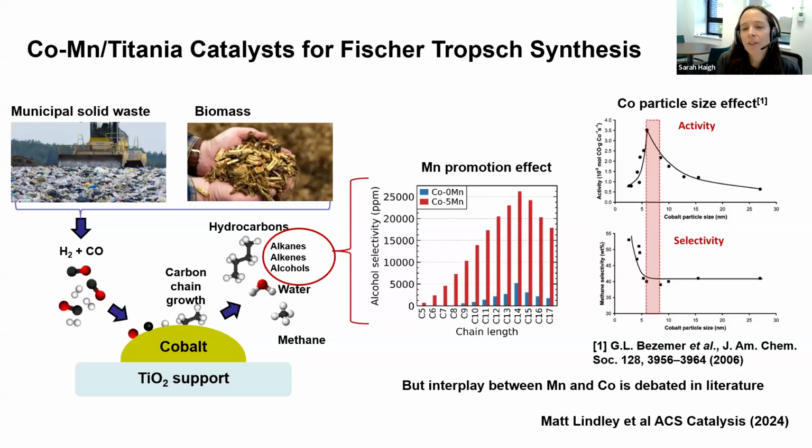Now, it's well known that the size of cobalt particles is really important for this Fischer-Tropsch reaction. If you get cobalt particles that are too large, then you end up reducing the amount of product that you're producing. But if they're too small, you get a very high selectivity for methane, which is not a valuable chemical. So you want to be having particles that are around 6 or 7 nanometers.